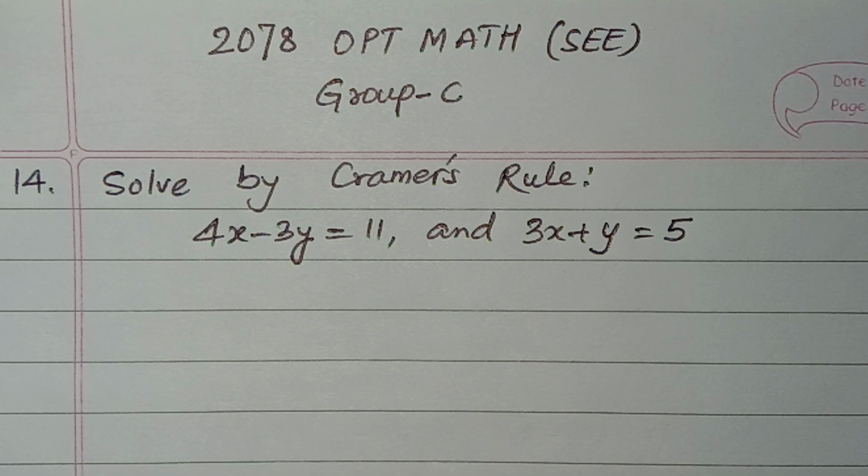And now we are going to continue the Group C SEE 2078 optional mathematics question. In the previous video, we uploaded the Group A, Group B and Group C question number 11 to 14. And here we are going to update the solution of question number 14. The question number 14 goes like this: solve by Cramer's rule, x minus 3y equal to 11 and 3x plus y equal to 5.